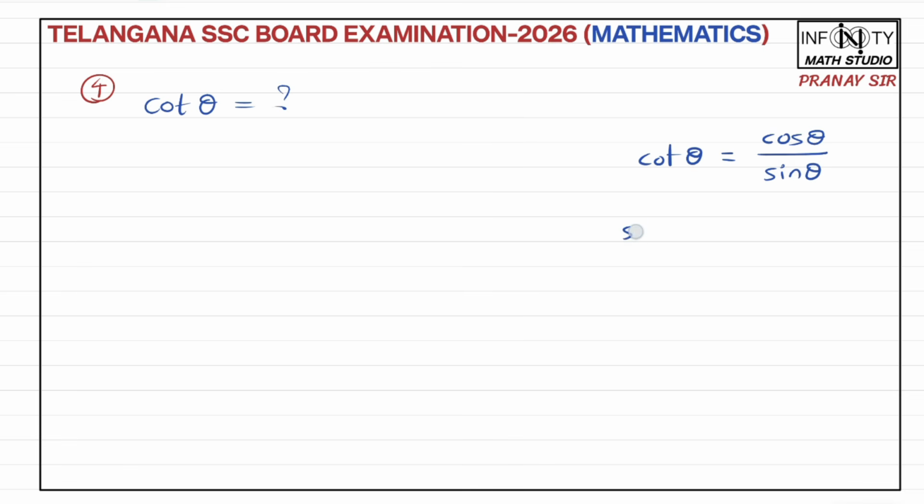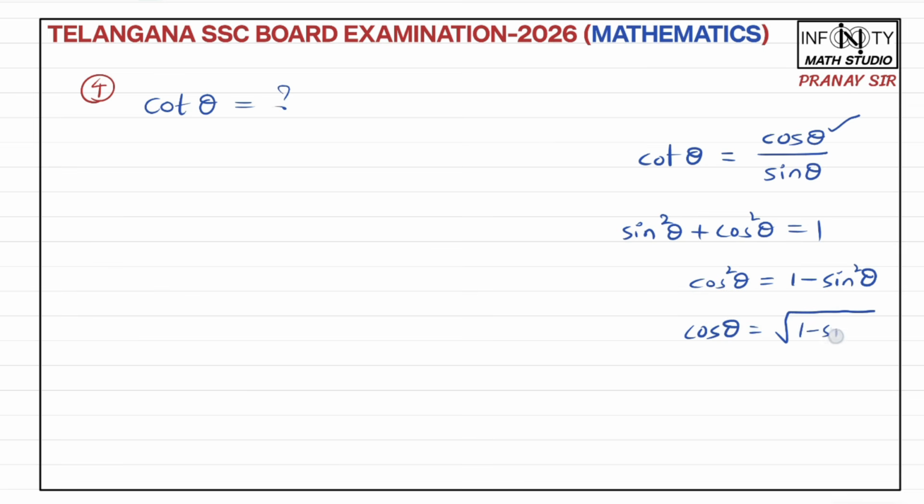The second formula we need to know is the identity: sin square theta plus cos square theta is equal to 1. So we need to change this cos theta. So from here I write cos square theta is equal to 1 minus sin square theta. Now if you apply square root, cos theta will be under root 1 minus sin square theta. So in place of cos theta, I can write under root 1 minus sin square theta.